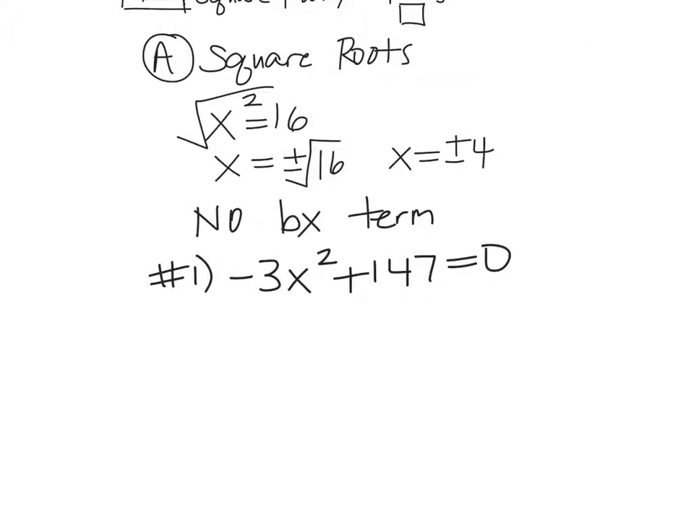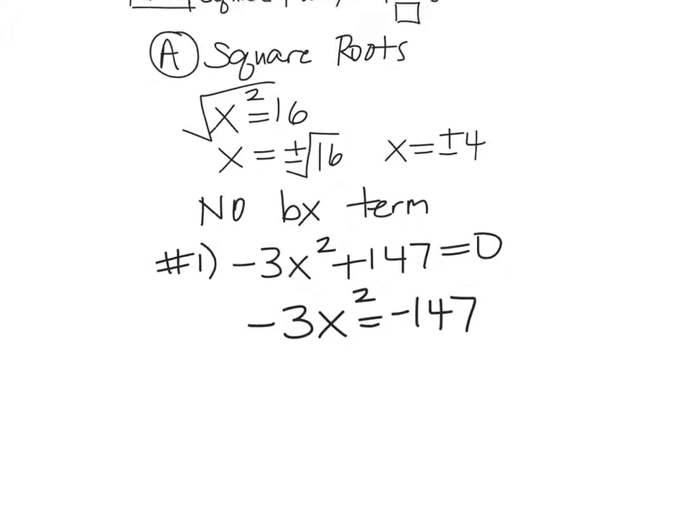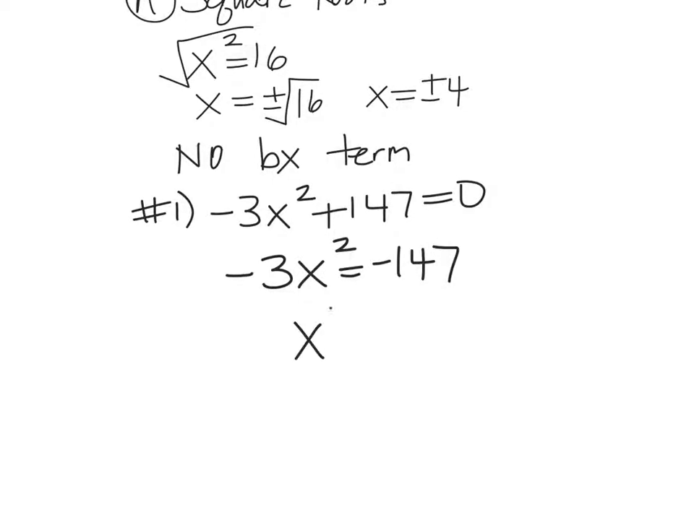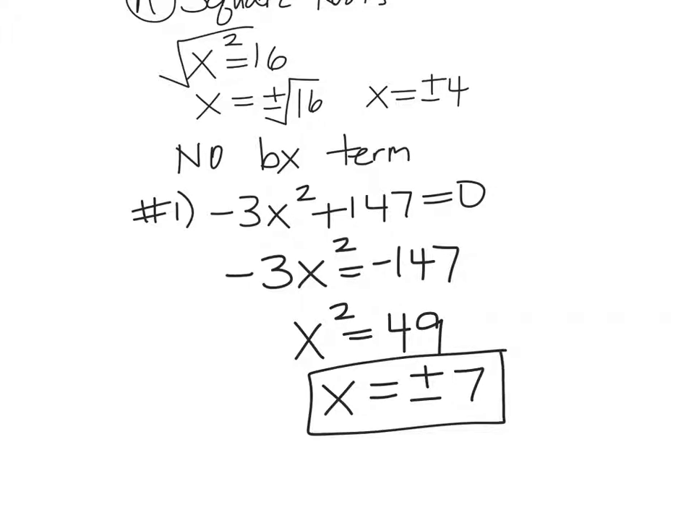So here's what you do. You want to solve for x squared. So we're going to subtract 147 over to the other side. And then we're going to divide both sides by -3. And we get x squared equals 49. Okay. And then you're going to take the plus and minus square root. And so you get x could be either +7 or -7. And those are your two answers.